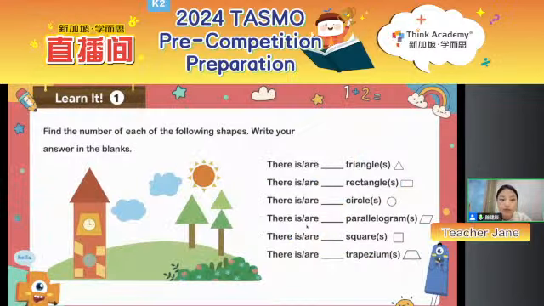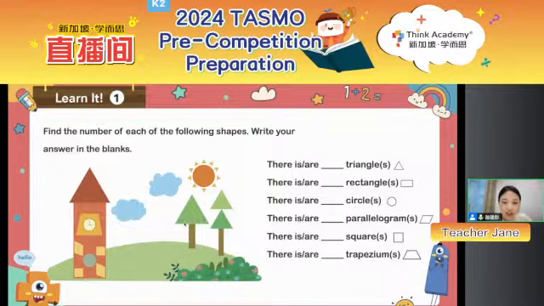This time, find the number of each of the following shapes. Write down your answer in the blanks. There are how many triangles? Okay, so this time, if we want to count how many triangles there are, we need to count in order, right? Count in order so that we won't miss anyone.